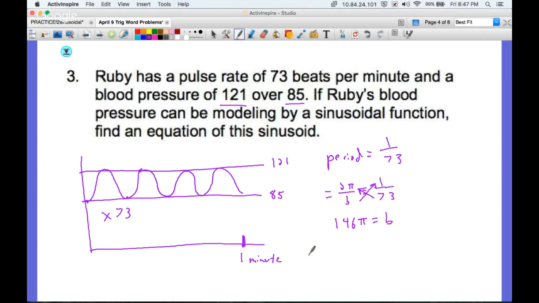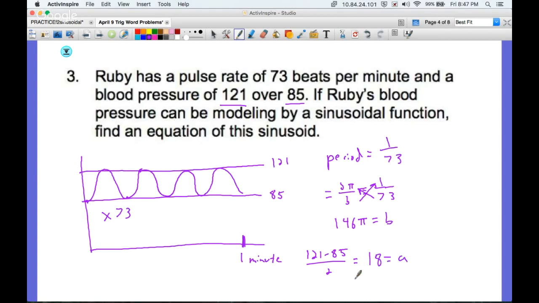I can find amplitude by doing maximum minus the minimum, divide that by 2. I'm going to have to grab my calculator on this one. 121 minus 85 is 36. Divide that by 2 is 18. So 18, that's going to be my amplitude.